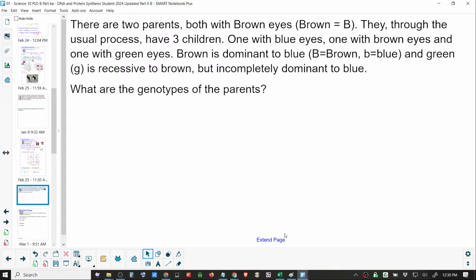So they both have brown. So they both must have one. So both green. Blue.